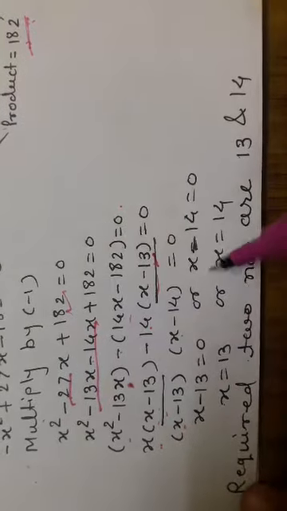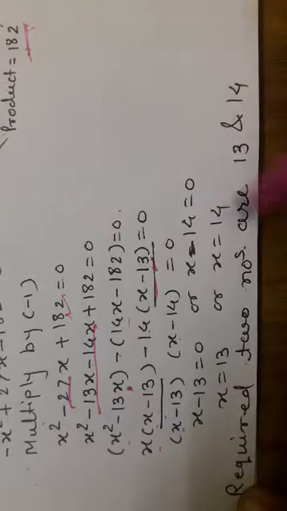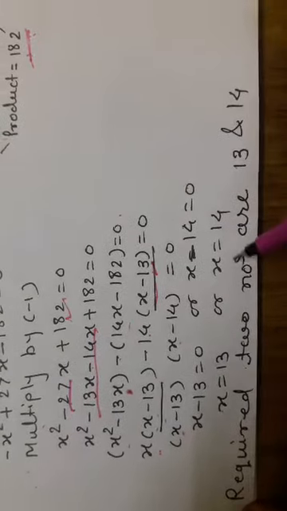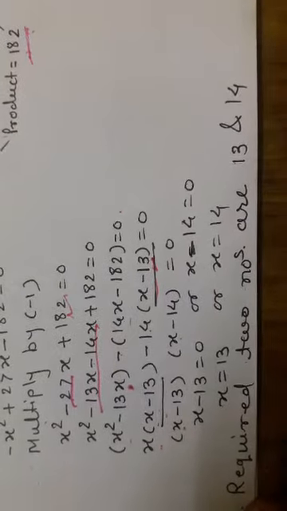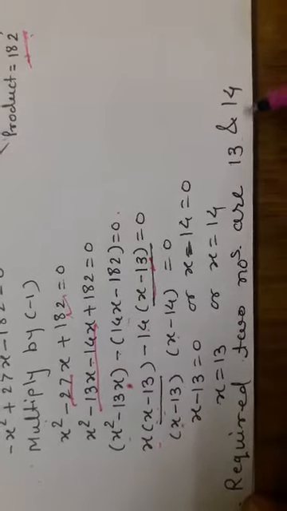x minus 13 is equal to 0 or x minus 14 is equal to 0. So x is equal to 13 or x is equal to 14. So the required two numbers are 13 and 14.